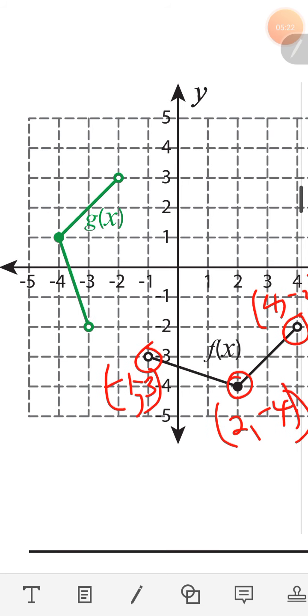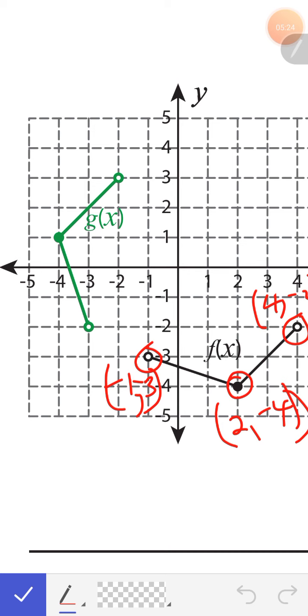Let me start with this point here. If I flip it, I get x is negative 3, y is 1. So that point would be here.